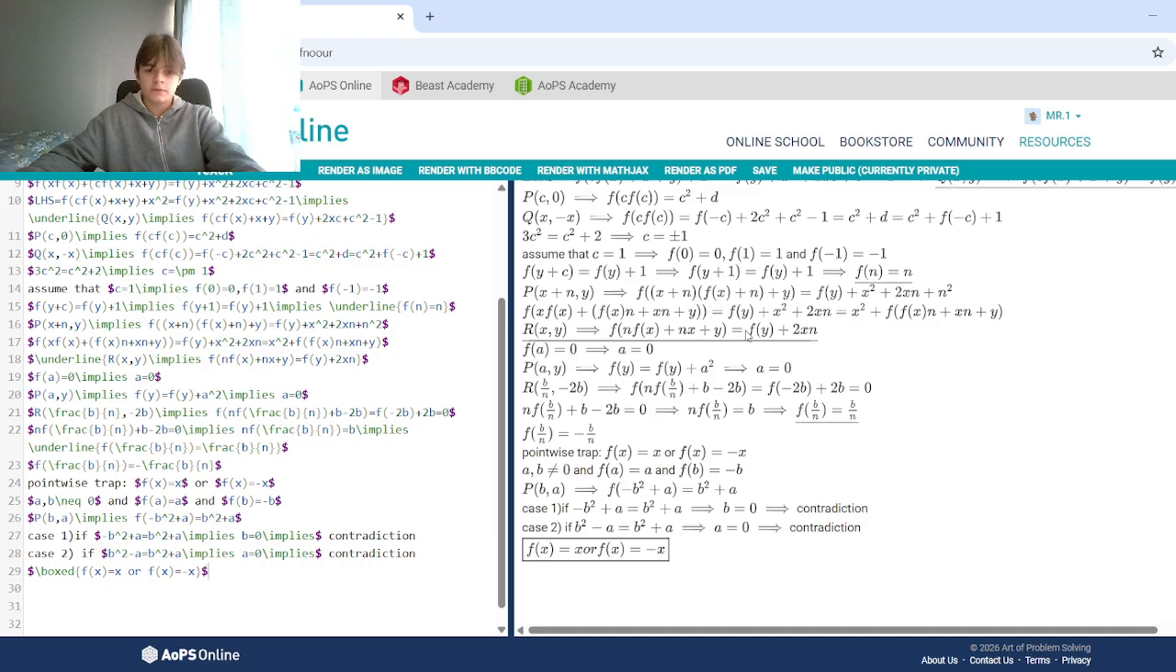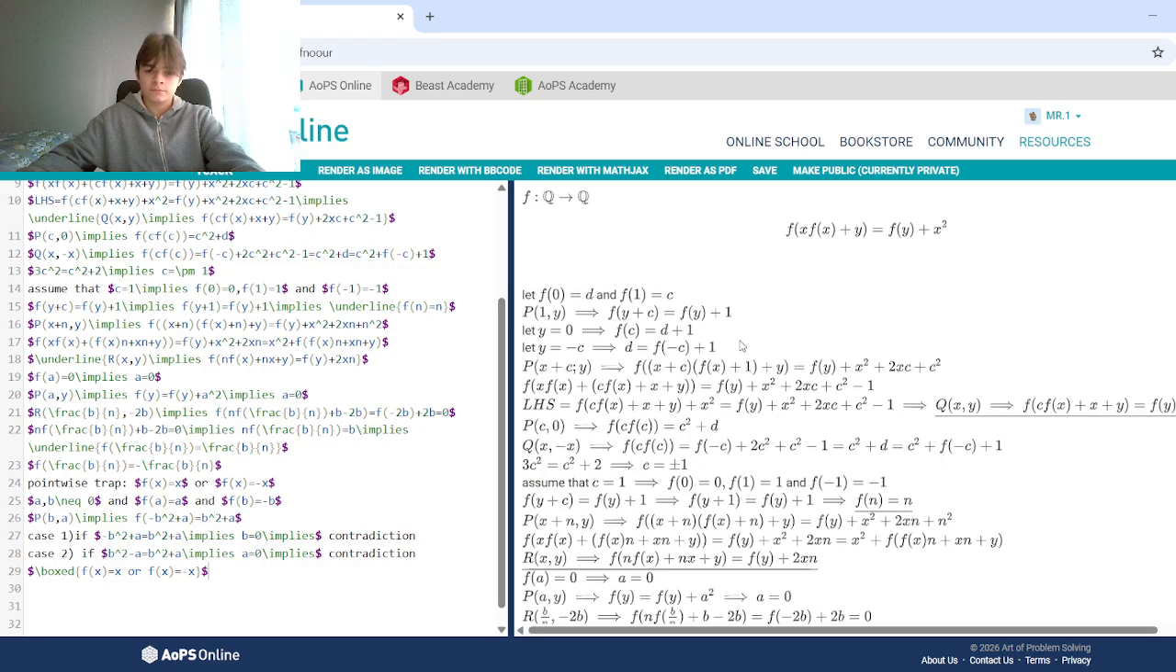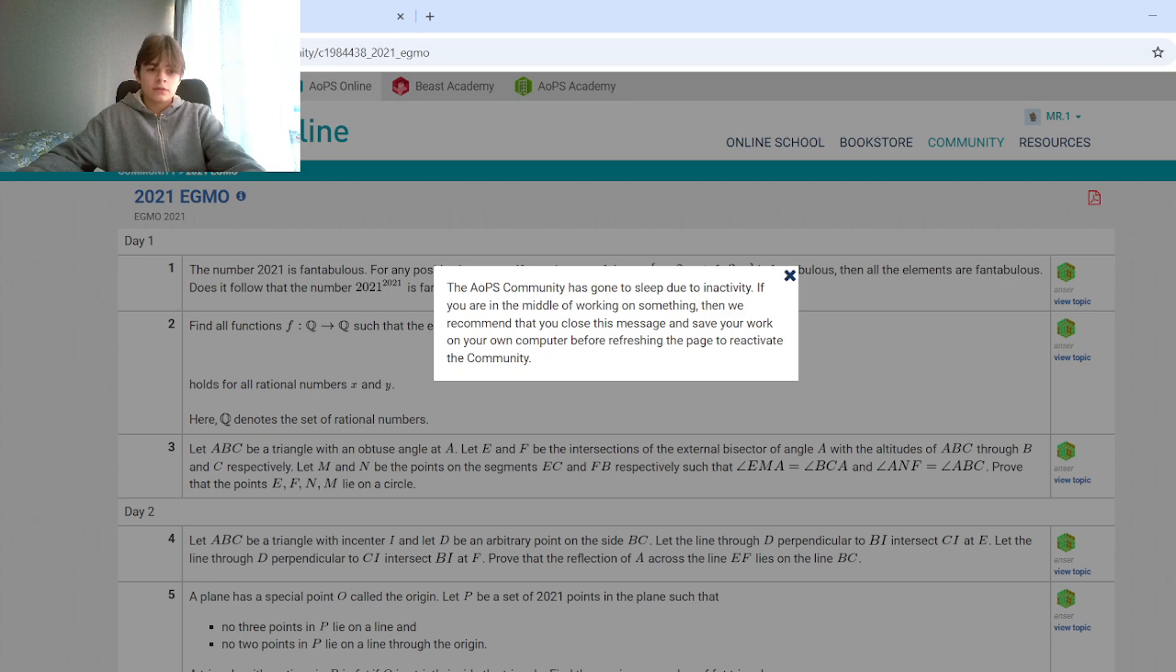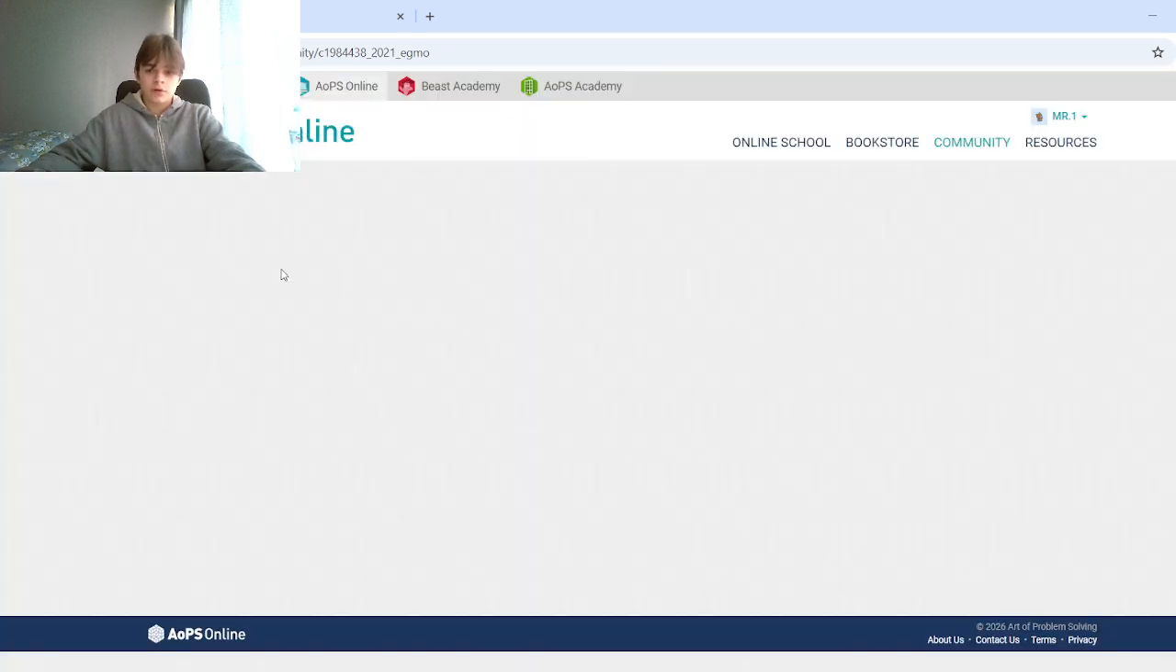And this finishes our solution. Again, this was EGMO 2021 problem 2.